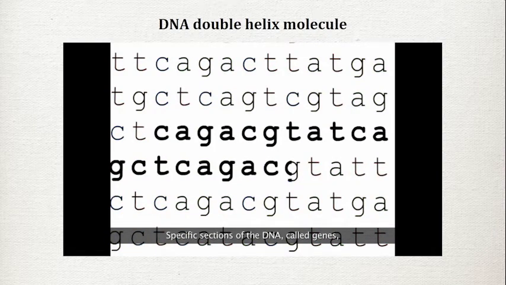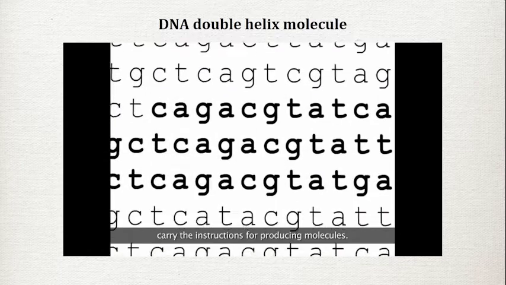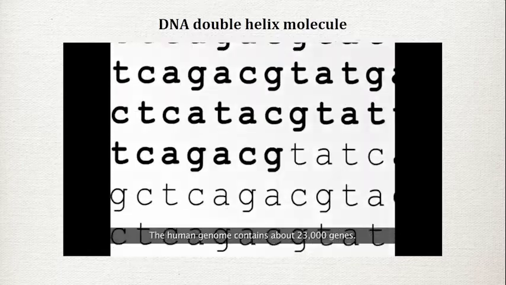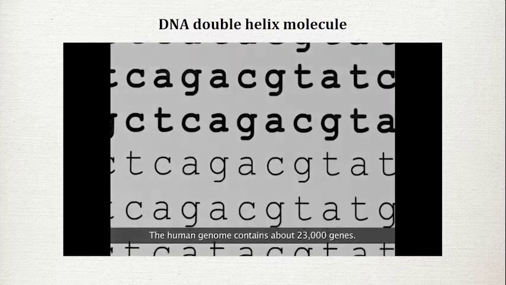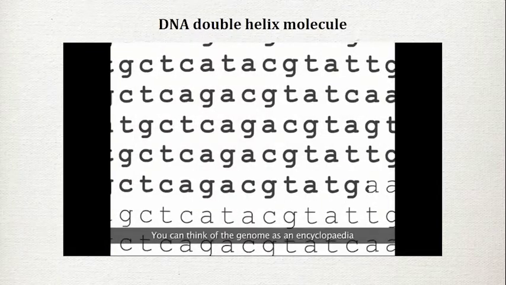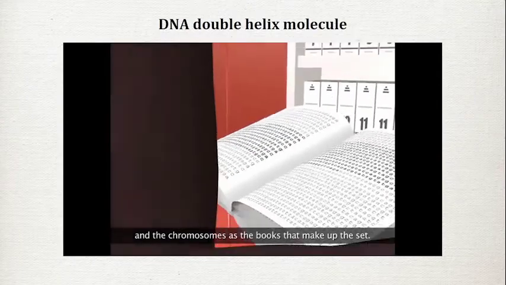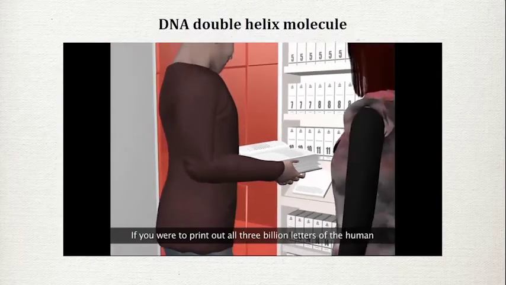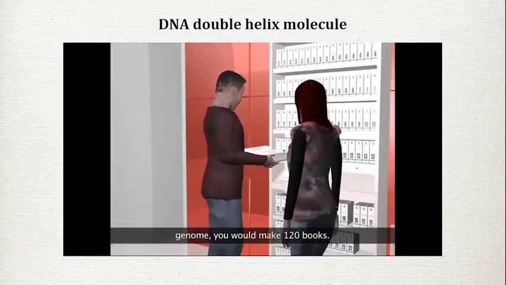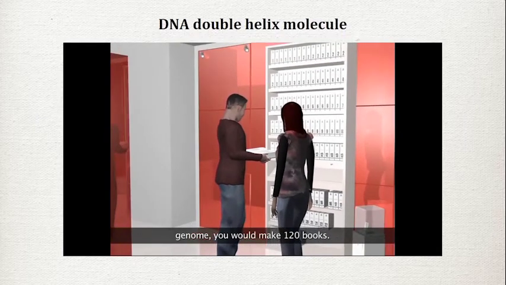Specific sections of the DNA, called genes, carry the instructions for producing molecules. The human genome contains about 23,000 genes. You can think of the genome as an encyclopedia and the chromosomes as the books that make up the set. If you were to print out all 3 billion letters of the human genome, you would make 120 books.